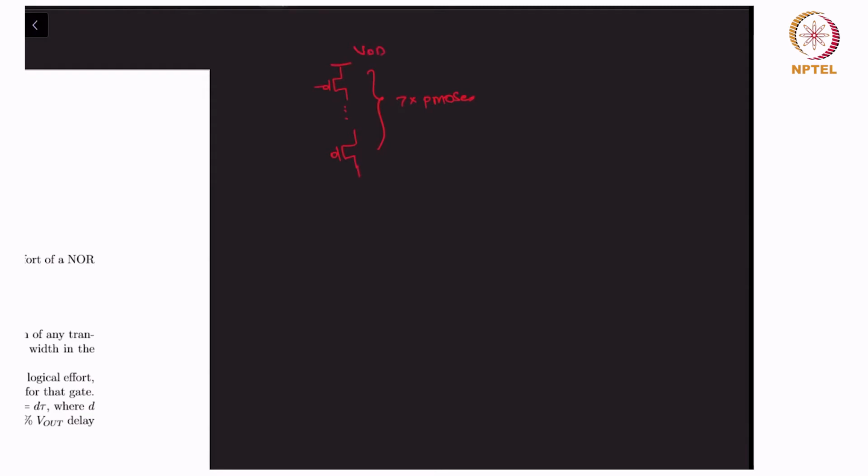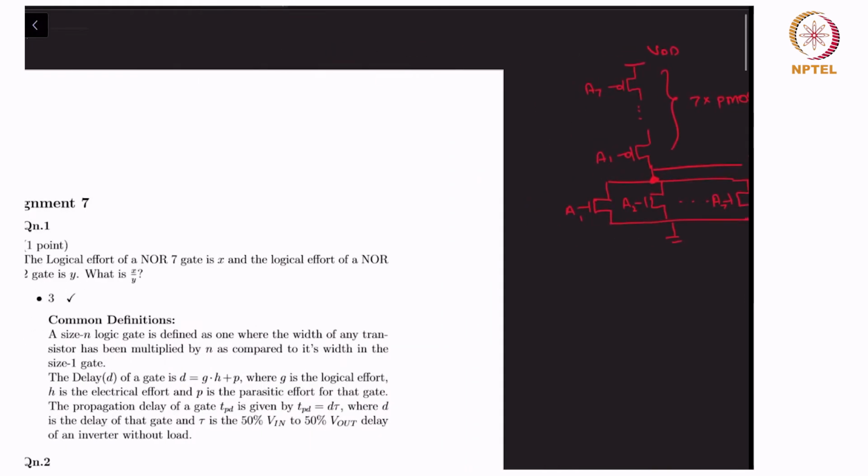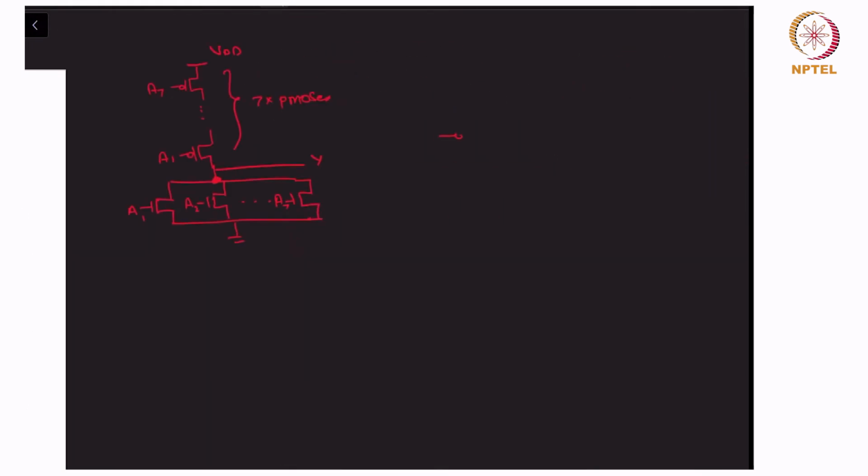connected to VDD, and there are 7 NMOSs here connected to ground. So that's A1, A2 till A7. Similarly, A1 to A7. Now, this is Y, the output of the NOT 2. And in a NOT 2, it's just the same circuit except with 2 PMOSs instead of 7 and 2 NMOSs.